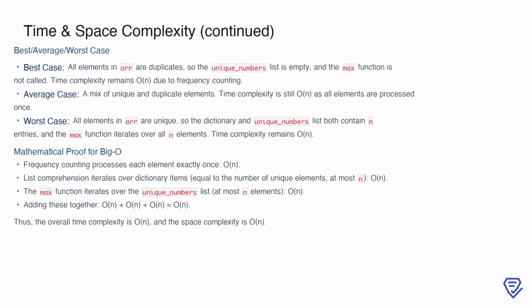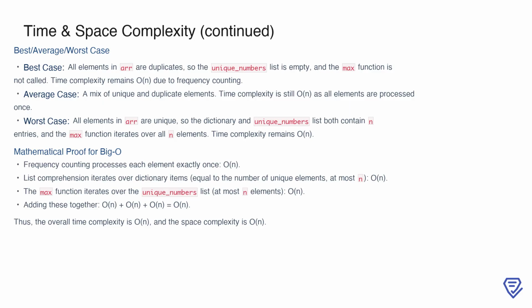Now, let's consider the best, average, and worst cases for this solution. In the best case, all elements in ARR are duplicates, meaning the unique numbers list remains empty and the max function is never called. However, the time complexity is still O(n), due to the frequency counting step. In the average case, where there's a mix of unique and duplicate elements, the time complexity remains O(n), because each element is still processed once.